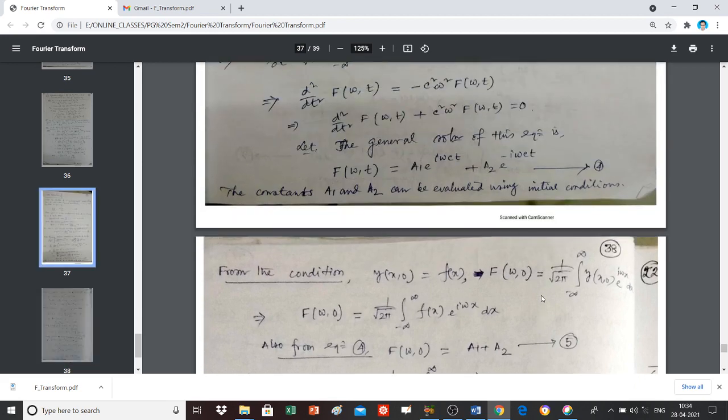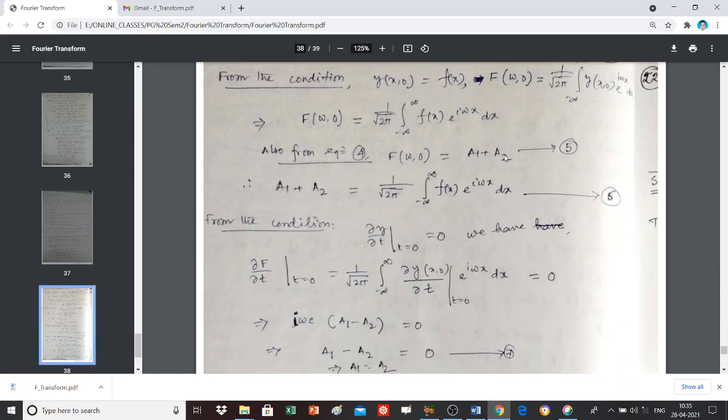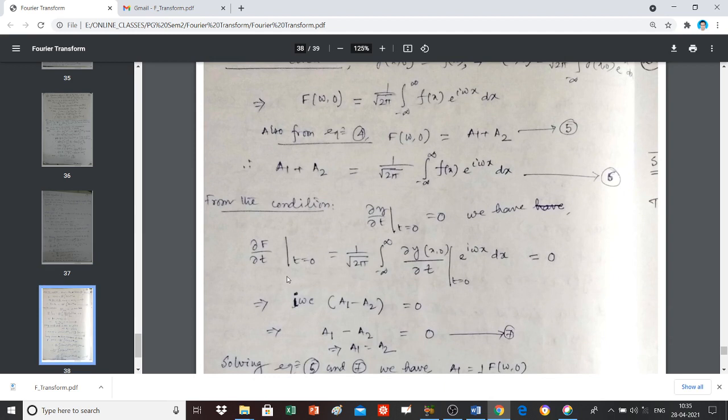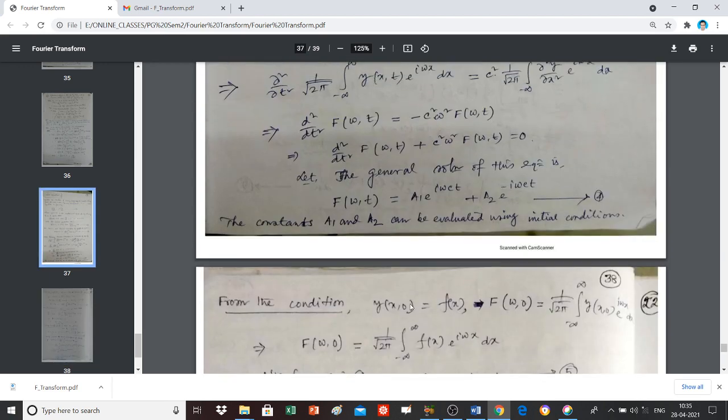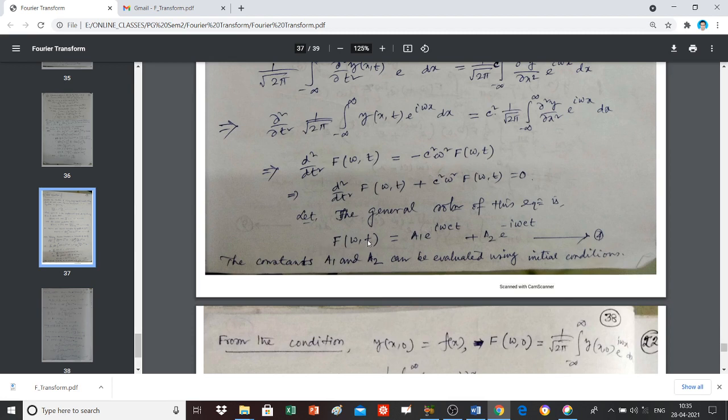Okay. Now from this equation, just differentiate it with respect to t. So ∂f(omega, t)/∂t is equal to I omega c a1 e to the I omega ct, and minus I omega c a2 e to the minus I omega ct, and writing t equal to 0, we have I omega c into (a1 minus a2) equal to 0. Just differentiate this with respect to t and then write t equal to 0, and in that case this function has the value equal to 0.